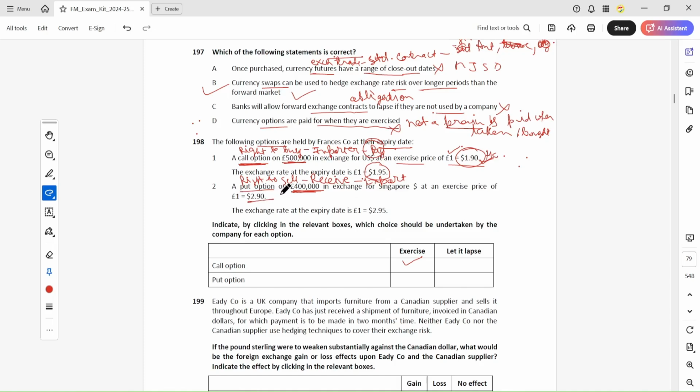Right now you have to pay, right now after getting Singapore dollar, you will get $1 by paying how much? Right now you will receive.